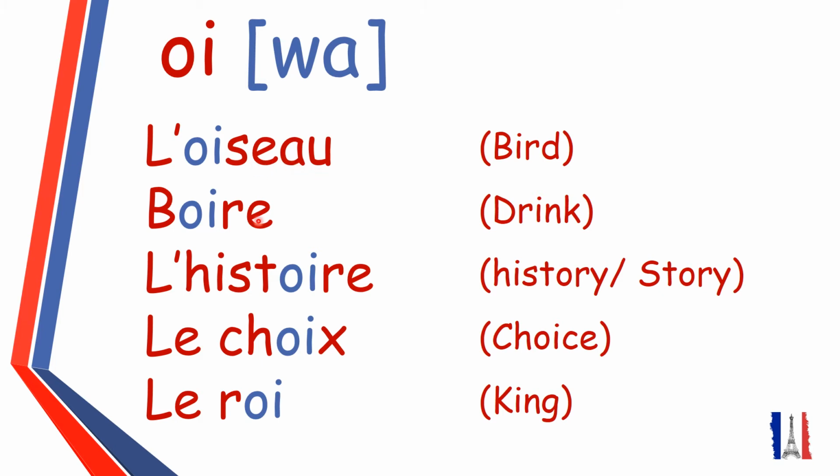L'oiseau, boire, histoire. It is not histoire with an h sound. Remember, in the previous lesson, we did the letter h. The letter h is mute. So we say toi, histoire. Le choix. The last letter is silent. The sound of ch, sh, we have seen before. Le choix, le roi.